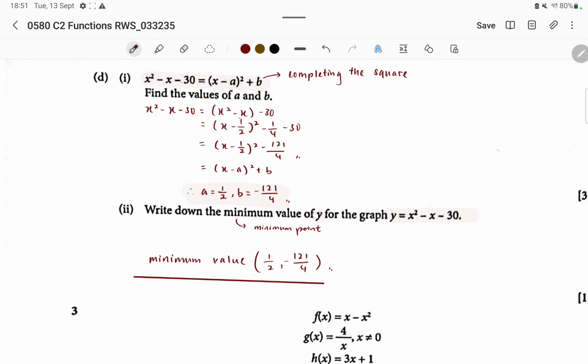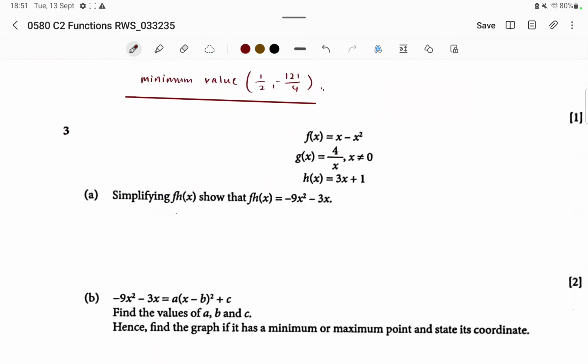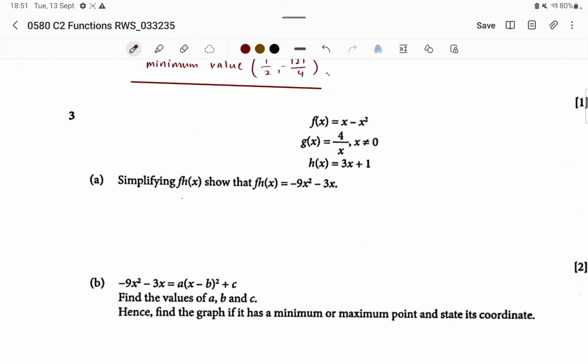Okay, let's move on to number 3. They give you f(x), g(x), and h(x). Simplifying f, okay, you have to simplify first. And then they already give you the final answer though, because they say show that f(h(x)) equals to this one. So f, this one is still the same composite function.